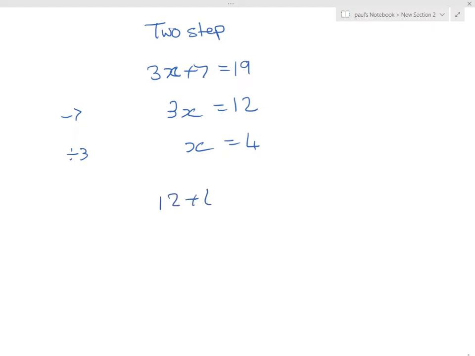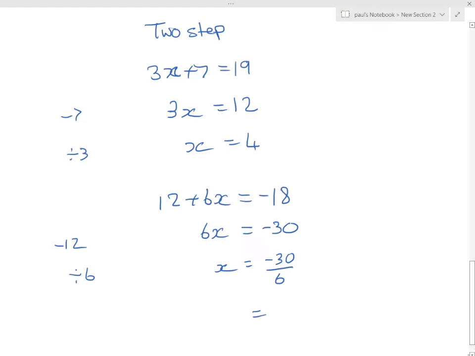12 plus 6x equals minus 18. I wonder if the minus 18 is going to cause us a problem. We need to get rid of the 12. So we subtract 12, which leaves 6x there, and minus 18 minus 12 is minus 30. Now we need to divide by 6, and minus 30 divided by 6, well 5 sixes is 30, but there's a minus in there, so it's minus 5.